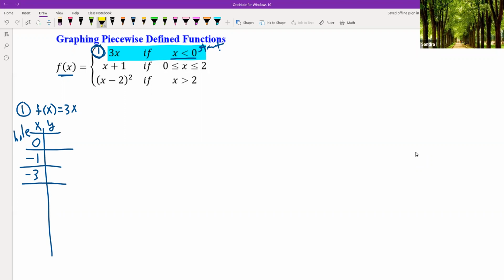So I'm gonna plug it in. I'm gonna start here and I'm gonna plug it into the function, and find those values. When I plug it in, this will be 3 times 0, that's equal to 0. Plug in the -1, that will give me a -3. Plug in the -3, that will give me a -9. Okay, that's enough. That's all I need. Okay, I'm gonna delete this. Okay, let me go ahead and do my graph.